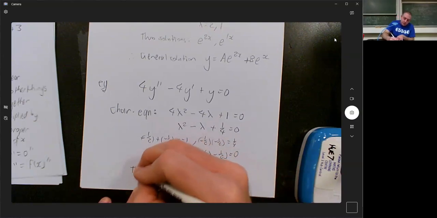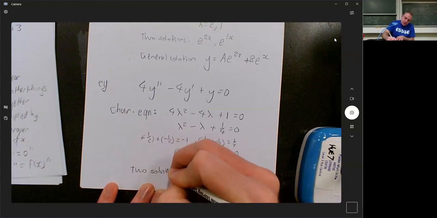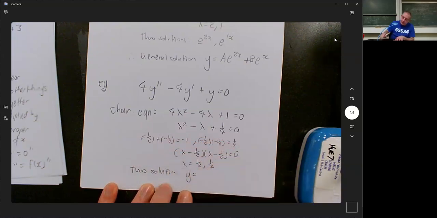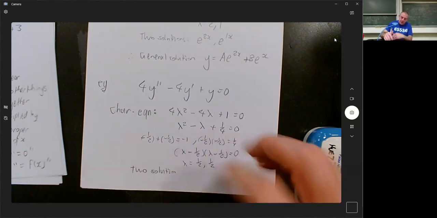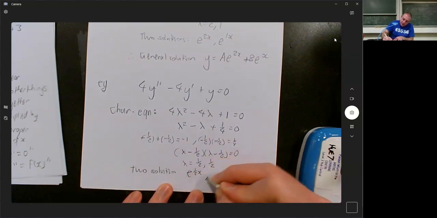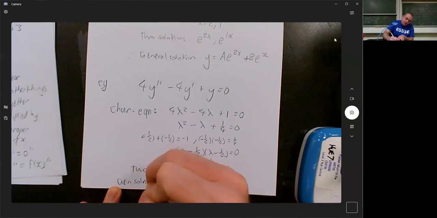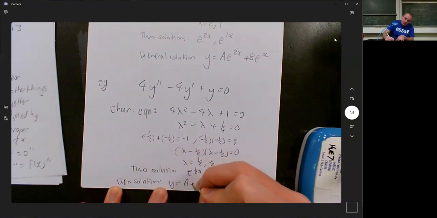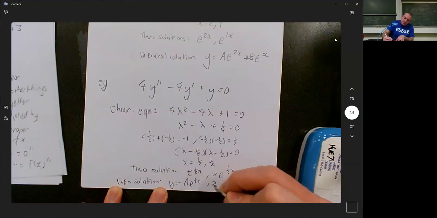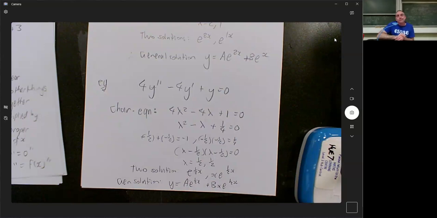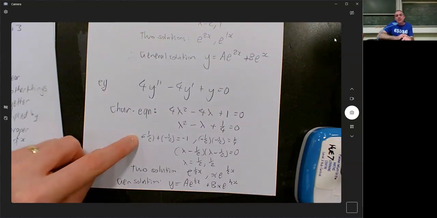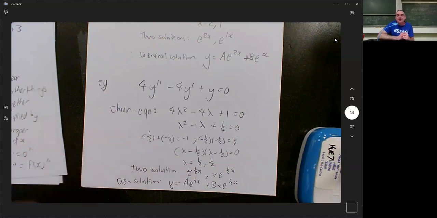And so my two solutions for the original are e to the half of x and x e to the half of x, and so therefore the general solution is something times e to the half of x plus something times x e to the half of x. So this bit where you guess things that add to give the middle coefficient and multiply to give the last coefficient doesn't always work, and the quadratic formula is your friend in that case usually.